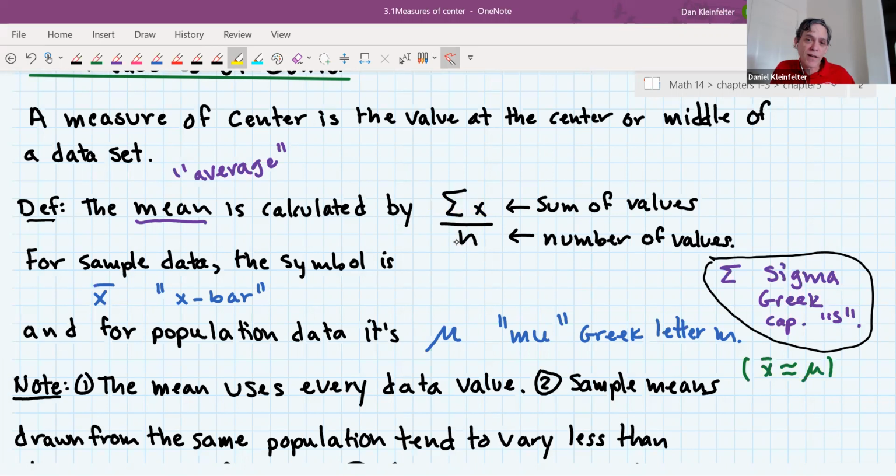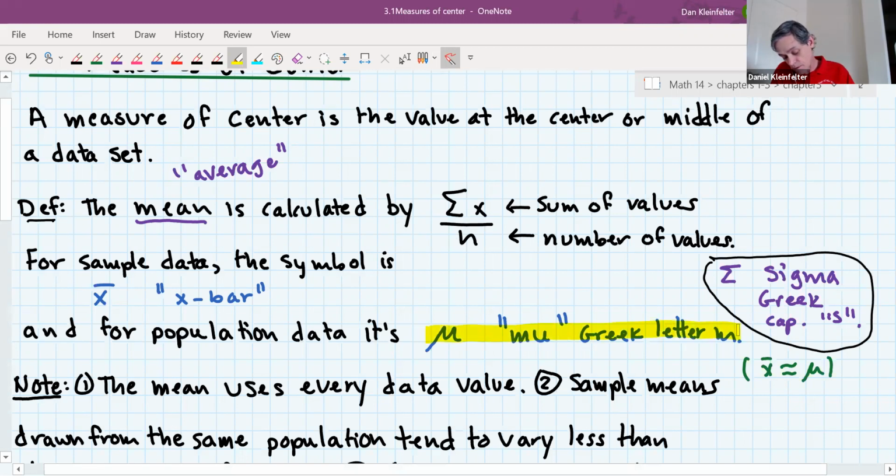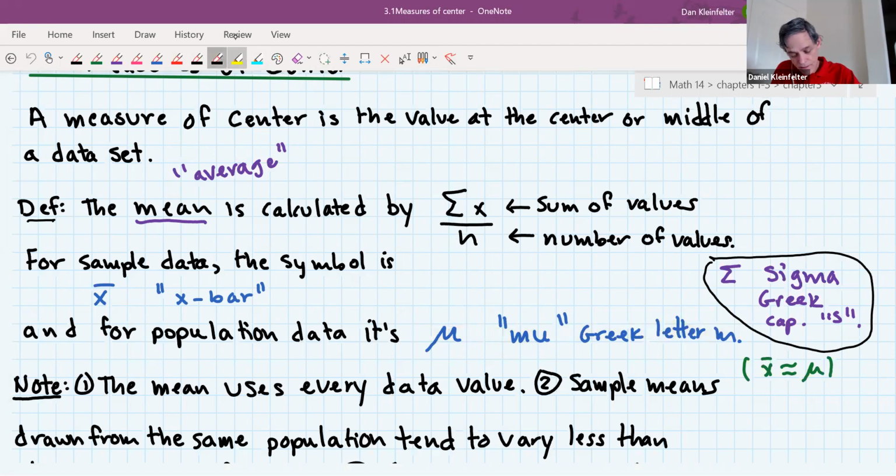Depending on whether we're figuring out a mean for a population or a sample, there are 2 different symbols. If you're finding the mean for a population, it is this symbol, which looks a little like a lowercase cursive u, but it's actually the Greek letter mu, their little m. That's the symbol for a population mean. If you're taking a sample mean, then the symbol is x with a little bar on top. We say that out loud as x bar, or the sample mean.